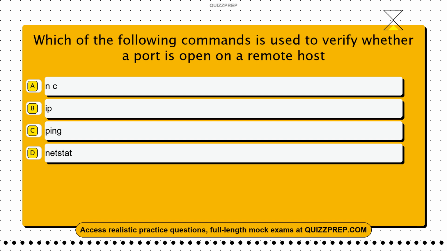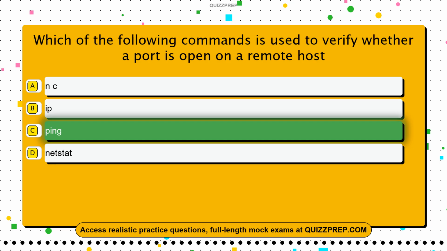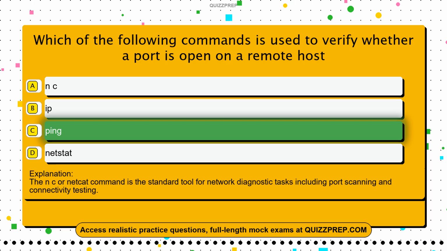Question 122. Which of the following commands is used to verify whether a port is open on a remote host? Option A, nc. Option B, ip. Option C, ping. Option D, netstat. The correct answer is option C, ping. The nc or netcat command is the standard tool for network diagnostic tasks including port scanning and connectivity testing.